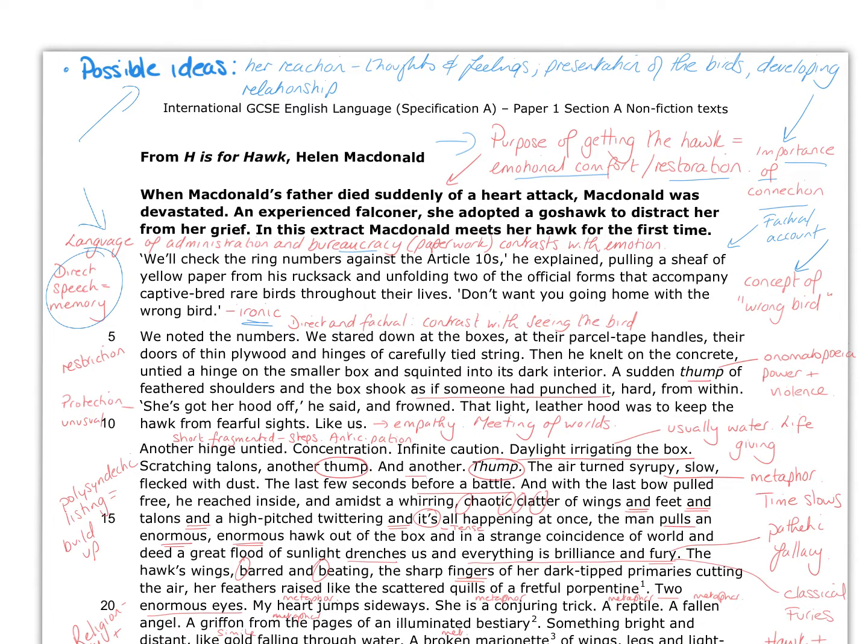So we carry on with this factual tone at the start of line 5. We noted the numbers, we stared down at the boxes at their parcel tape handles. And we've got the short sentence here. Again, very factual, very procedurally led. And then these clauses in this longer sentence just look at the different steps they're taking. You know, it's direct, it's factual, and it's going to have this huge contrast with the experience of seeing the bird.